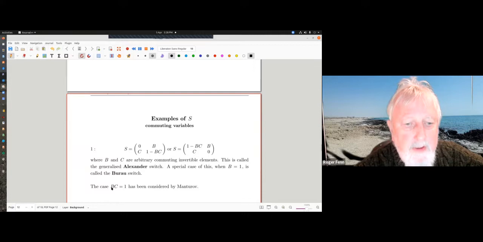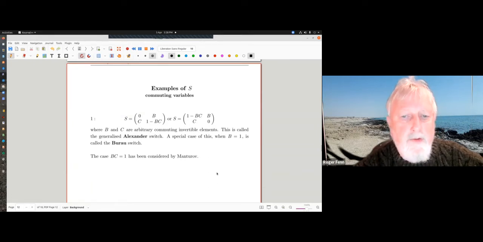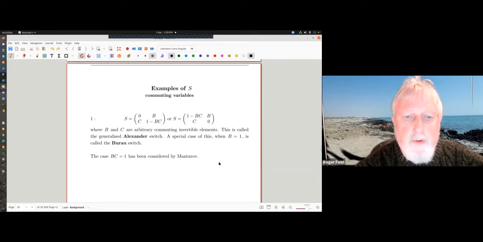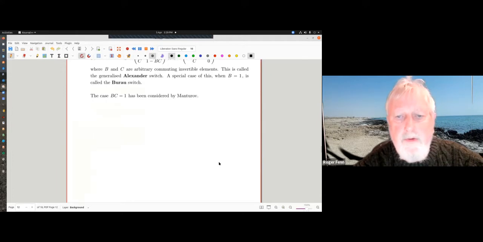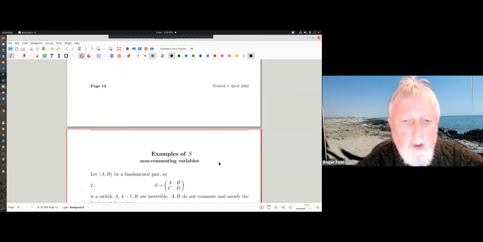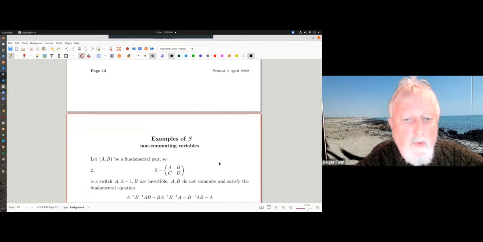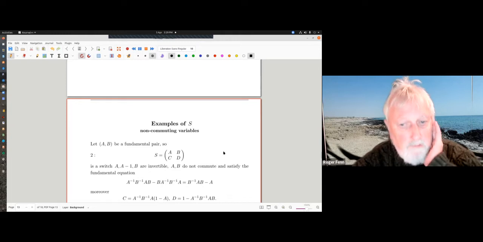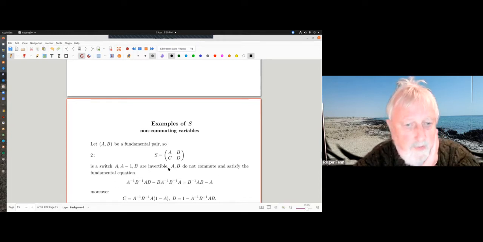And you can put BC equals 1, and of course then that becomes 0, and you get B here and B inverse here. And that's been considered by Manturov when he was finding some invariants of virtual knots. So that's a commuting case. Now, what about the non-commuting case?